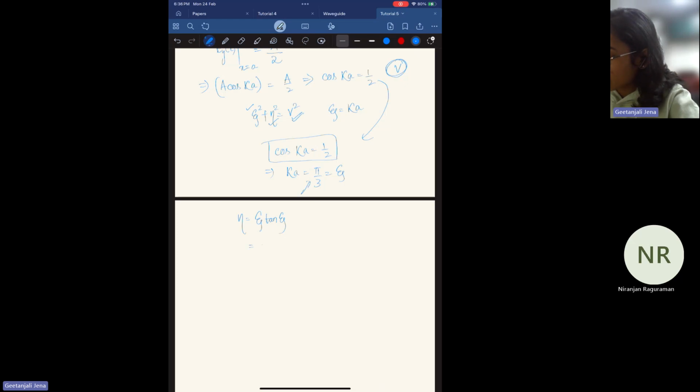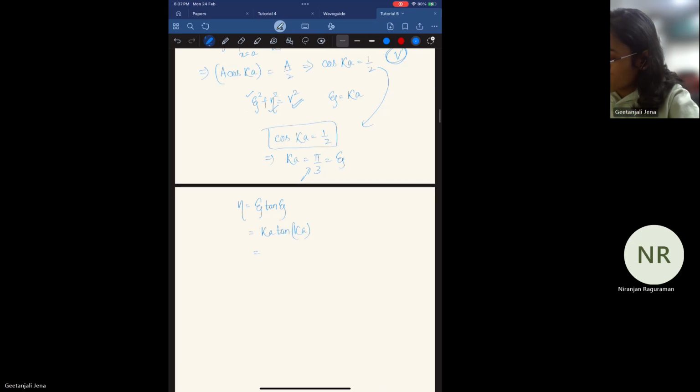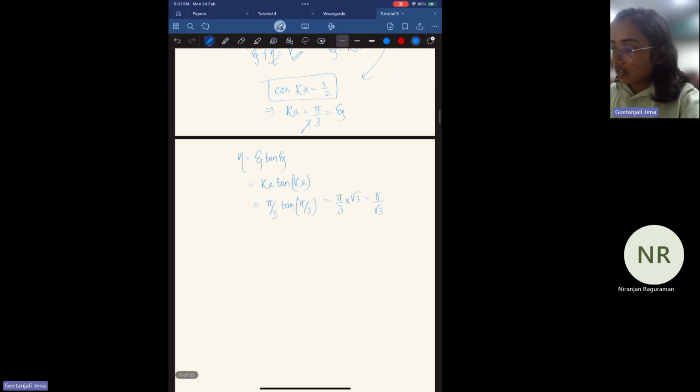So kappa is pi by 3, and this comes around pi by 3 times root 3. So eta is pi by root 3. Okay, so we got the value of eta now.